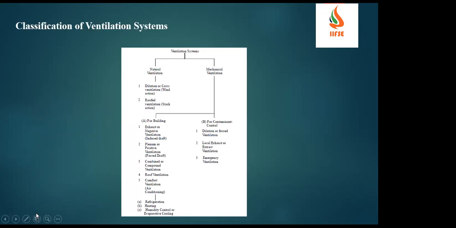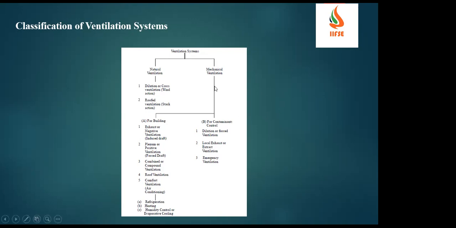Now we'll see the classification of ventilation systems. There are two types. One is natural ventilation, the other is mechanical ventilation. In natural ventilation, there is dilution or cross ventilation based on wind action, and also roof ventilation or stack action. These are natural. Like how we have doors and windows, the air comes in naturally. There are no mechanical aids used for bringing fresh air into your room or workplace.